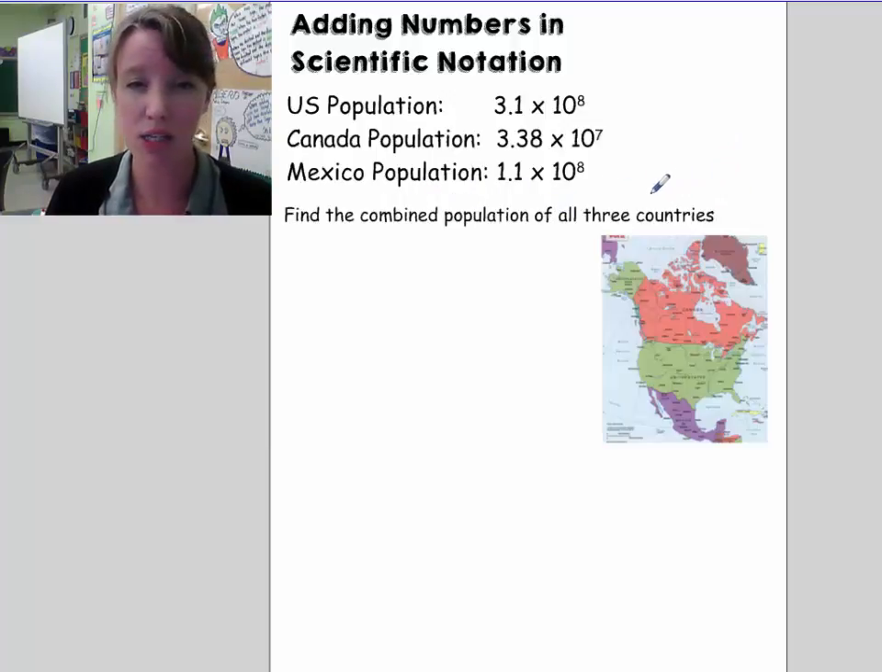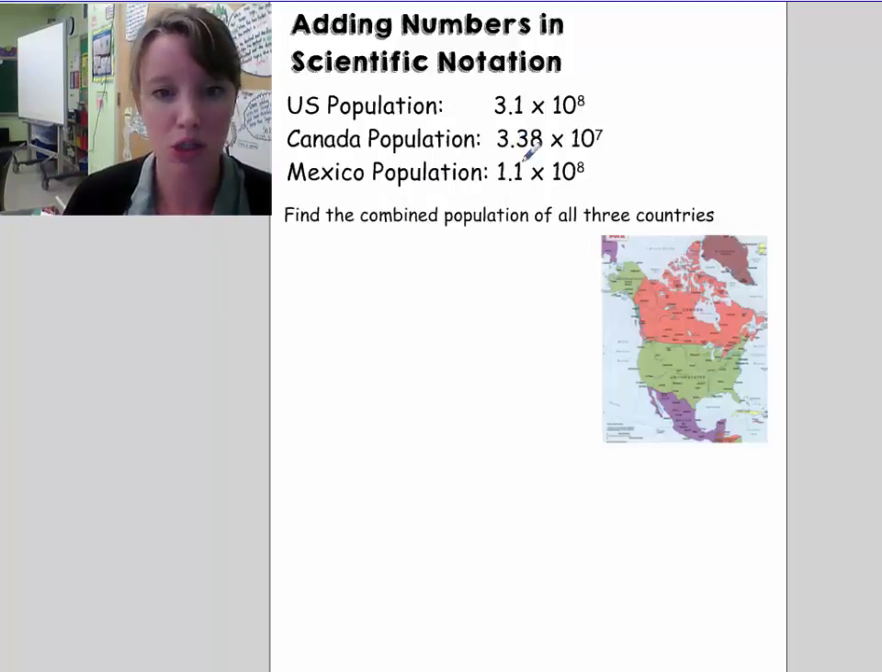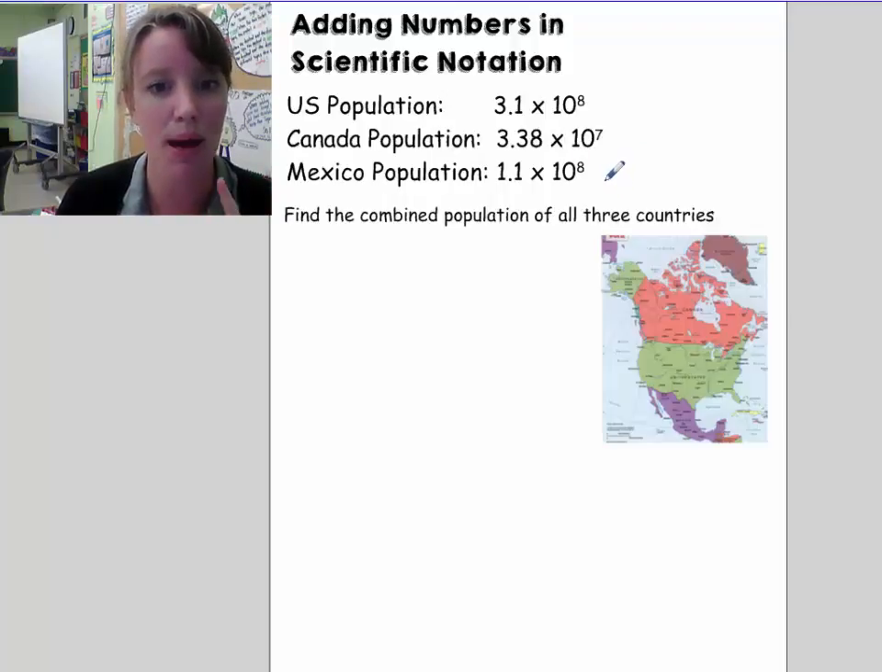So I'm going to add these three numbers together. Now, the way that you want to do this, first of all, you can always go back to standard notation and add it in standard notation. So if you forget how to do this, although it's kind of obnoxious, you can always go back to standard notation, line up the zeros and add them that way, okay? But I'm going to show you a way to do it when they're in scientific notation.